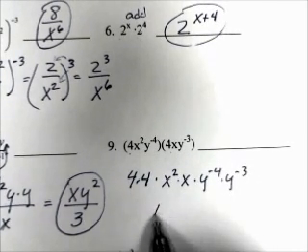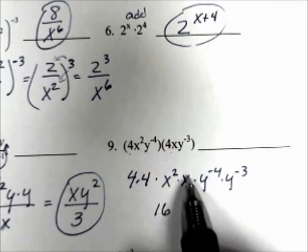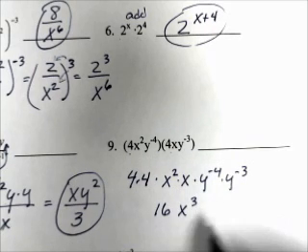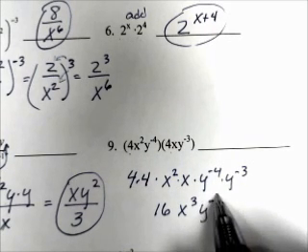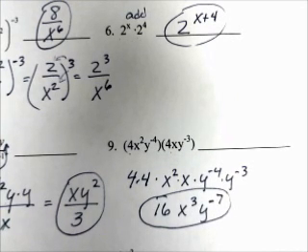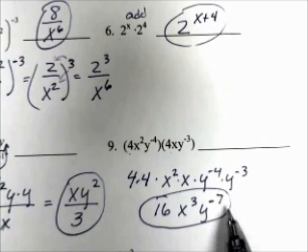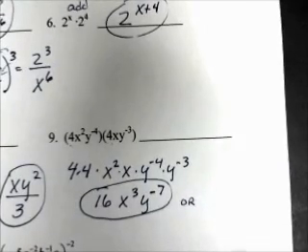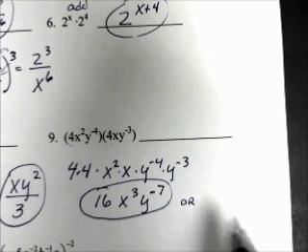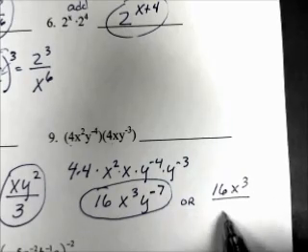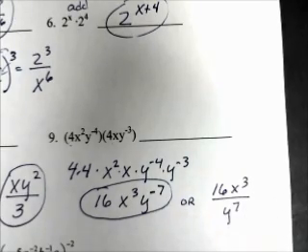4 times 4 is 16. X squared times x to the first is x to the third. Y to the negative 4 times y to the negative 3 is y to the negative 7. And that's simplified. If we didn't want the negative exponent, if we wanted to use only positive exponents, then we would simply place the y to the 7th in the denominator and have 16 x to the 3rd over y to the 7th.